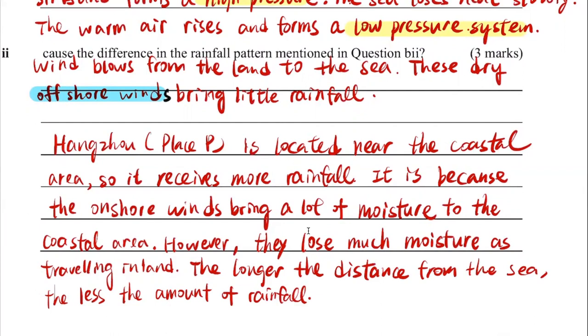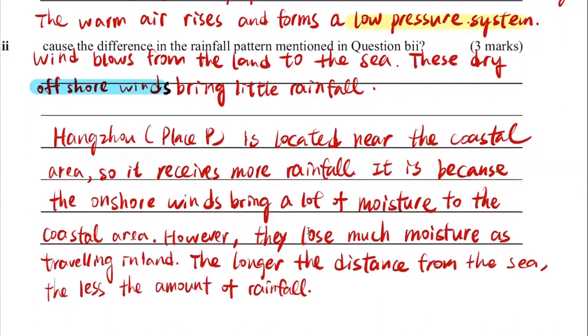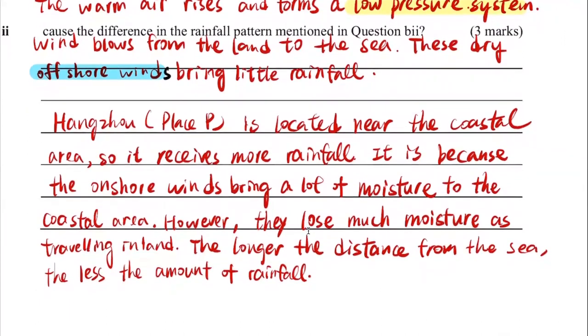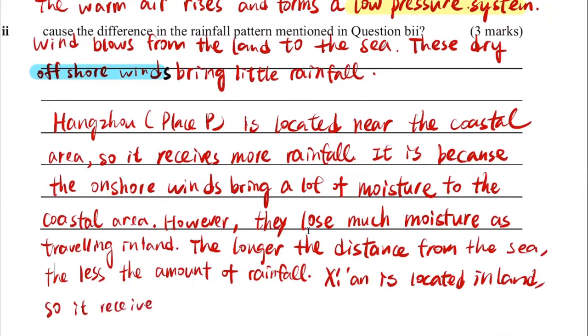So that's why Xi'an will receive little rainfall. We write that Xi'an is located inland, so it receives less rainfall. That's how a perfect answer comes from.